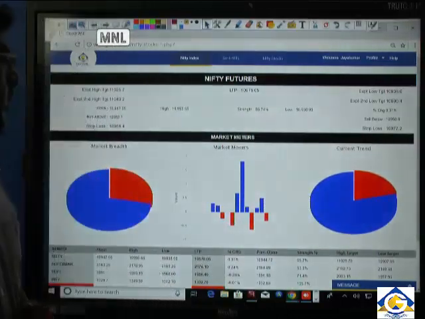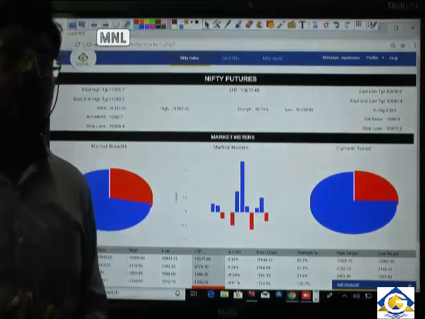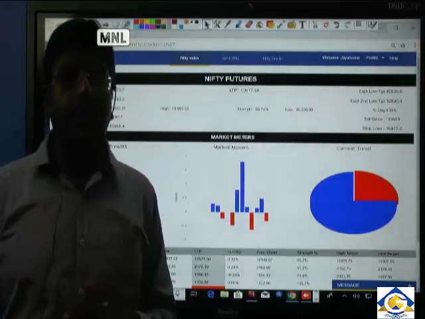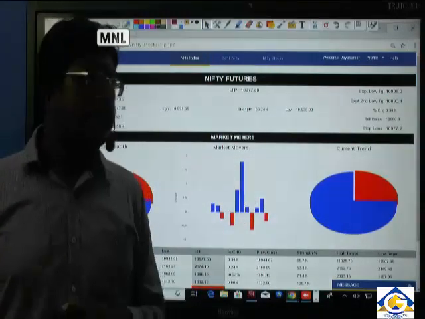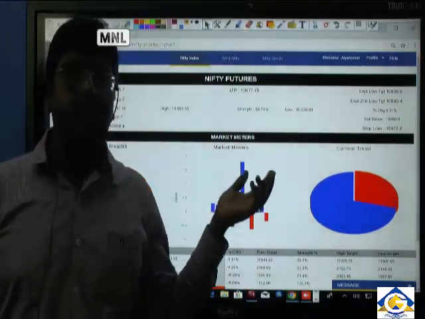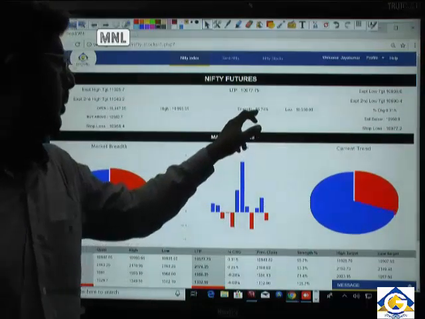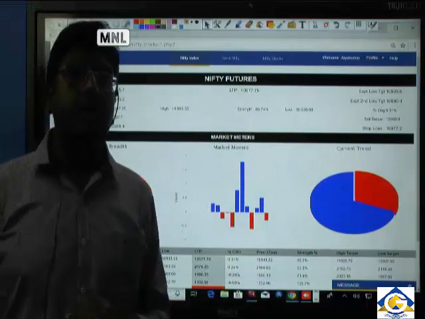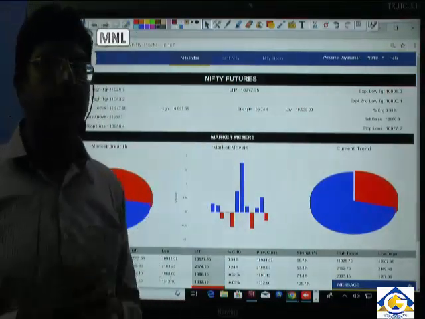The next thing you have to see is how strong the trend is. The strength should cross at least 40% for the market to give a trend. Sometimes in the first half hour, the strength will only show around 30% or 20%. So you have to wait till the trend strength crosses 40%. The significance of strength is how volatile the market is.